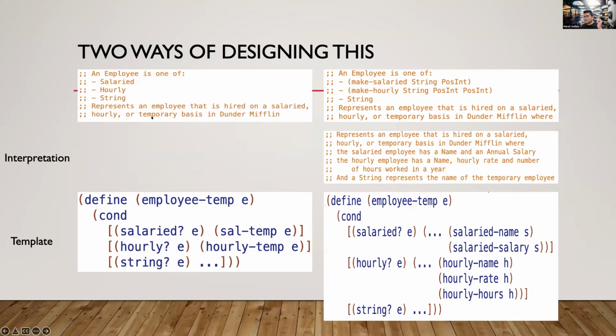So just to visualize it, in this case the data definition is like this. There will be no additional interpretation. We just need to indicate that this represents an employee. We don't need to specifically talk about what the salaried, hourly, and temporary employees are because we have done that previously. In the other case, we have to do that because we haven't done that previously. And the template will have template calls such as these. In this case, we have all of the selectors being called on.